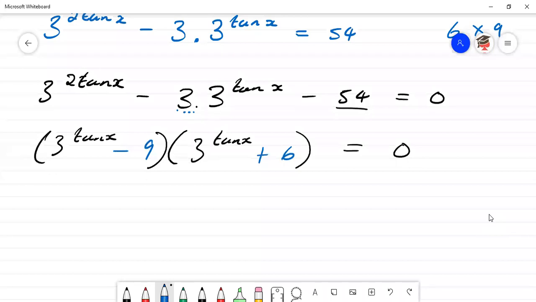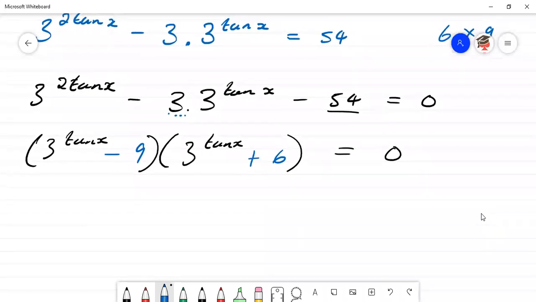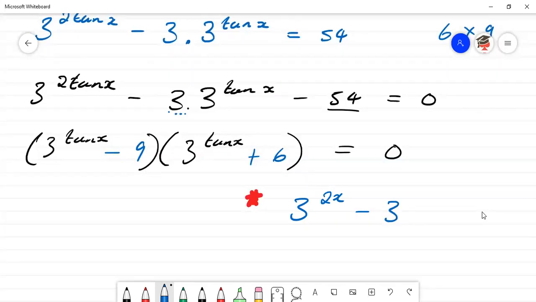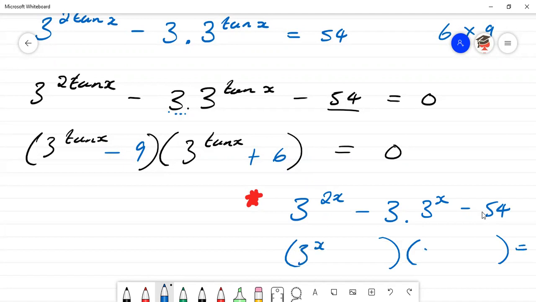The reason why I did it this way, by the way, is simply because of this. Let me run you through something on the side as well. I'm just going to write it here. I'll erase this. What I did was 3 to the power of 2x, wherever there is 10x, I just put x. So it's 3 to the power of 2x minus 3 times 3 to the power of x minus 54. So when I apply the laws, I can break it down into 2 parts: 3 to the power of x, 3 to the power of x, 9, 6, negative, positive. That's how I did it. I just took it as normal algebra.